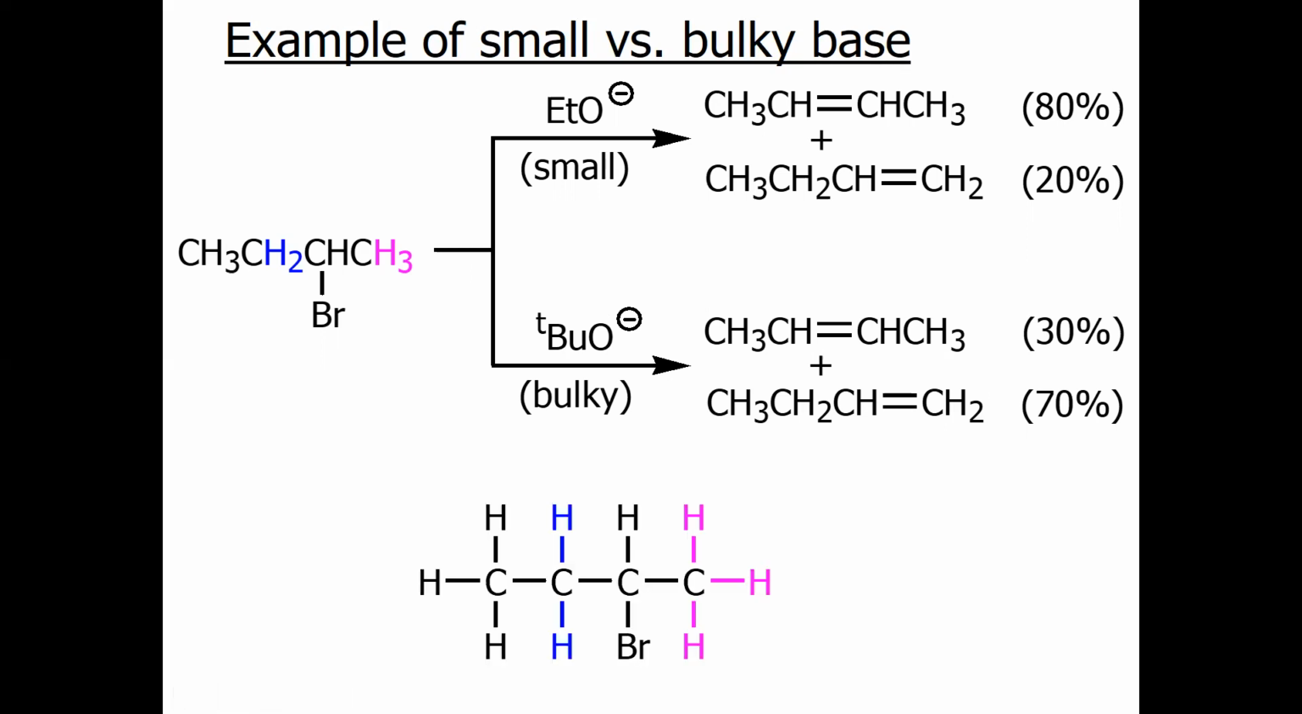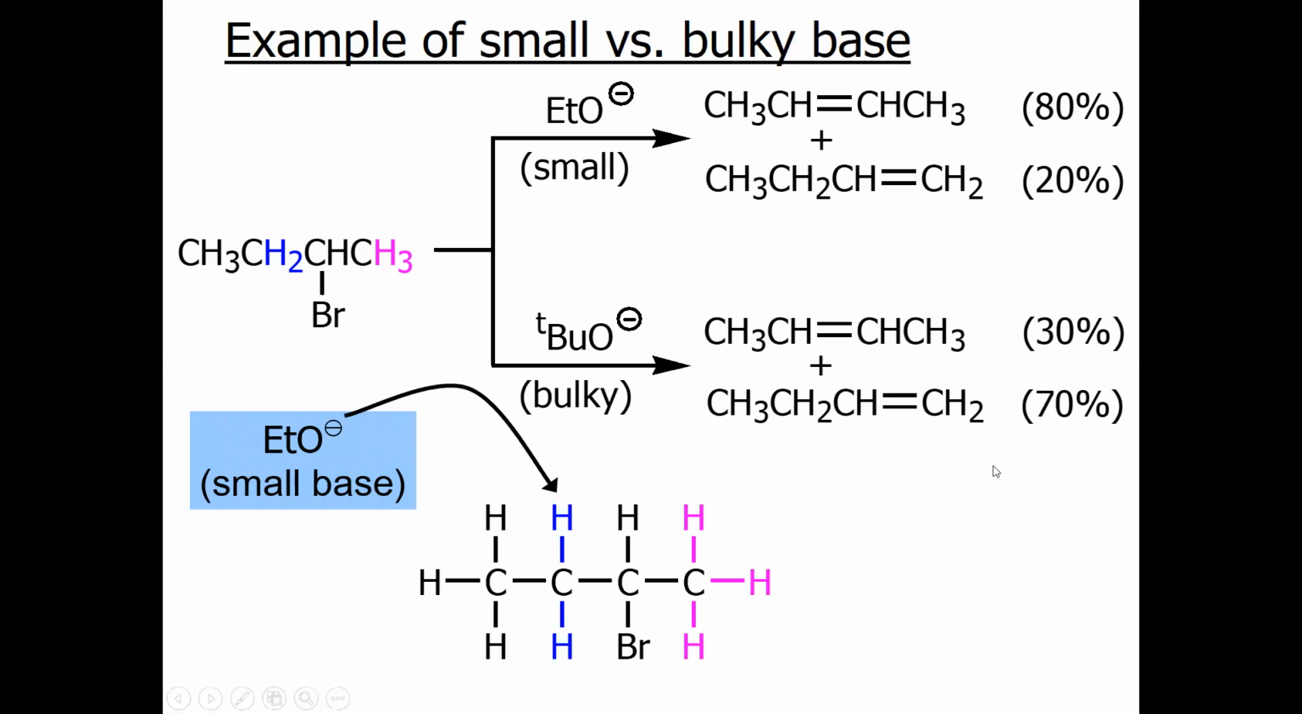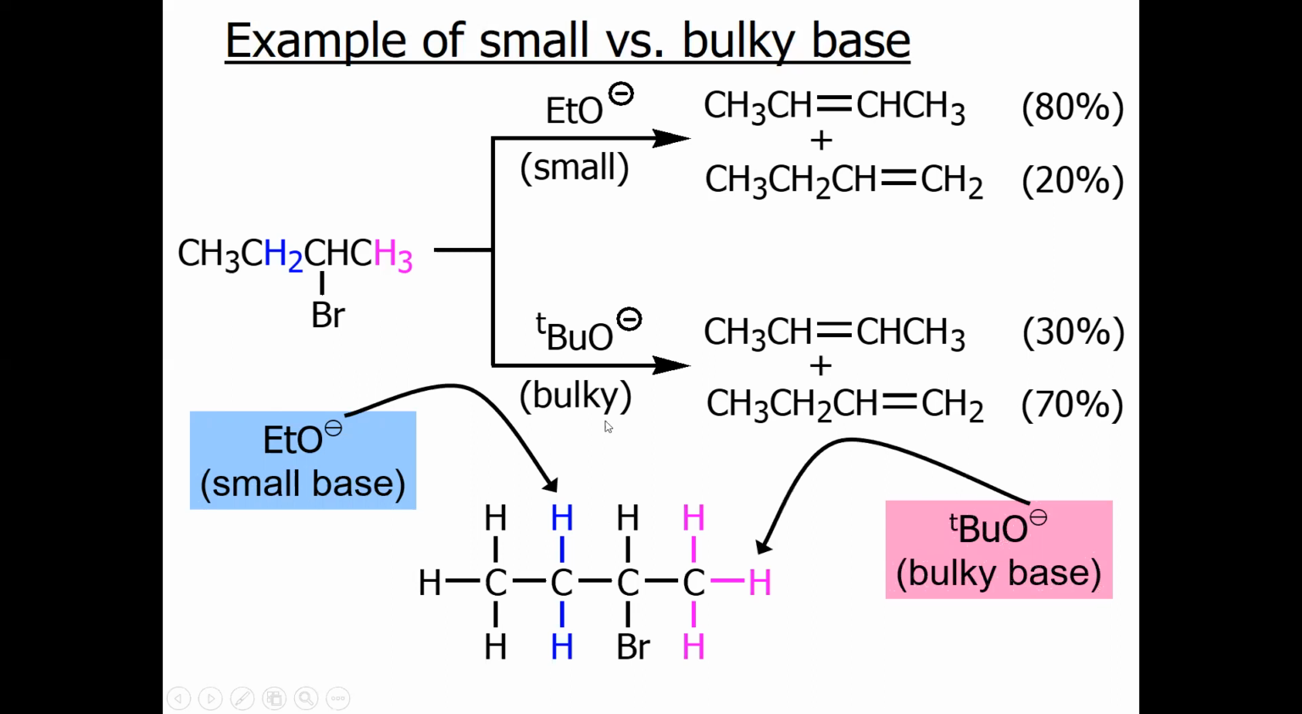Okay, I will show you the same example in dash formula, just to show the steric hindrance. For example, if you use a small base, it can easily remove this proton to give you the corresponding substituted alkene. And once you use the bulky base, it will try to eliminate this proton to give you the less substituted alkene in high yield.